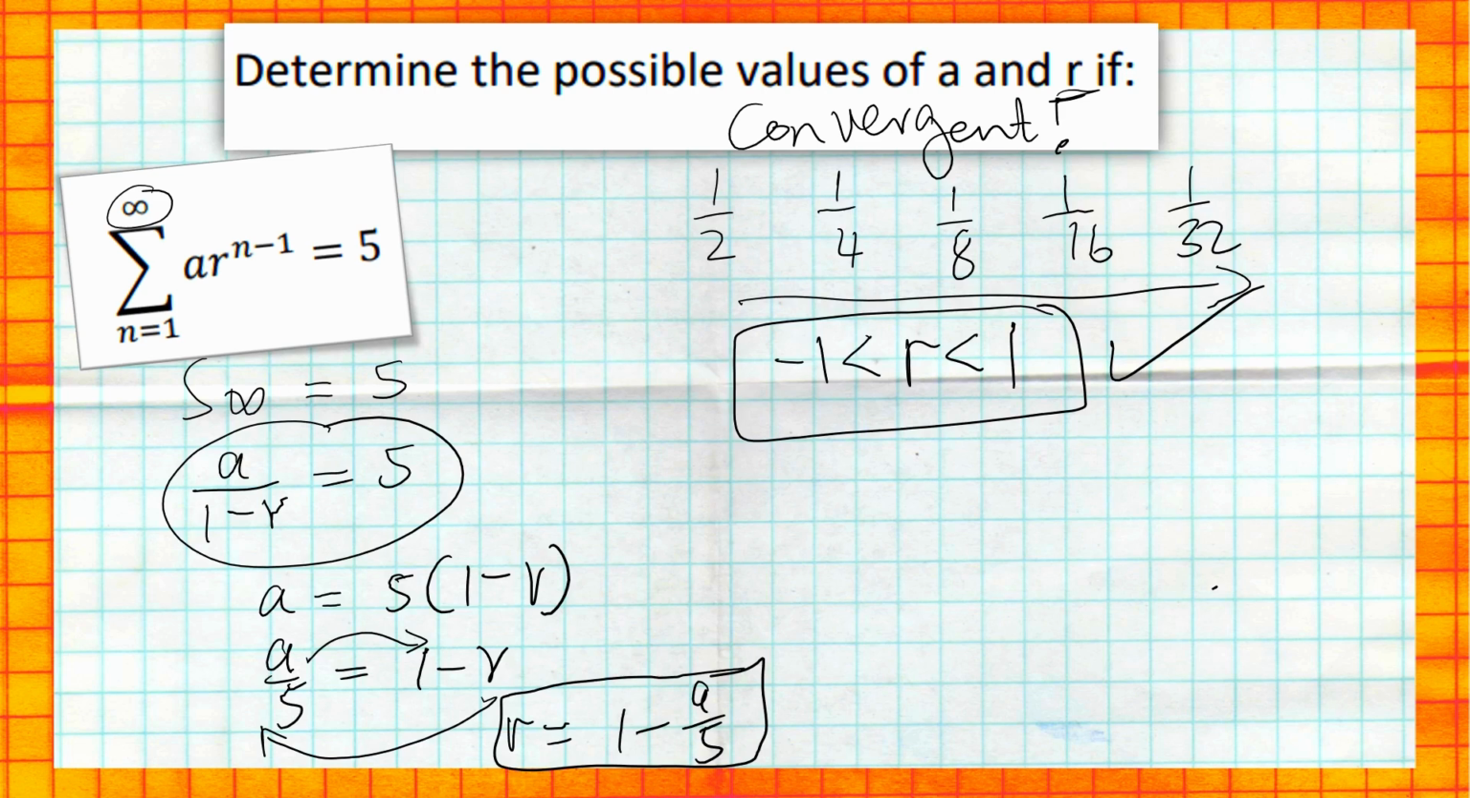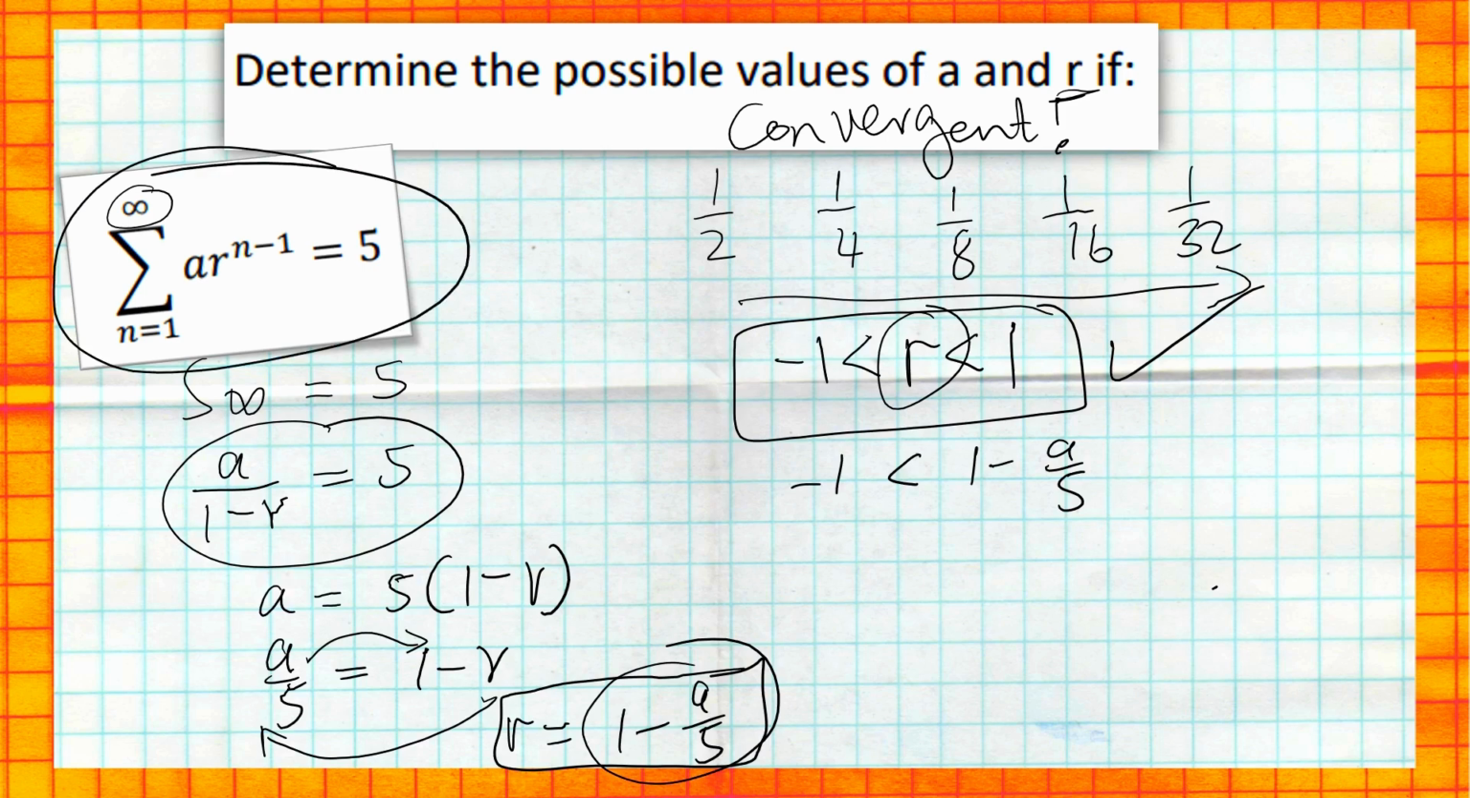What can we do now to find the possible values of A? We can come now where there is R, we replace it by our R here, which is what? 1 minus A over 5. So we have -1 less than 1 minus A over 5, because we do know that R is equal to 1 minus A over 5 as per this equation. Okay, less than 1. Now we can go and solve for A. Can you see? How can we solve for A? We can take out this 1.